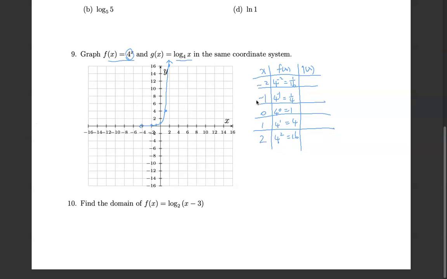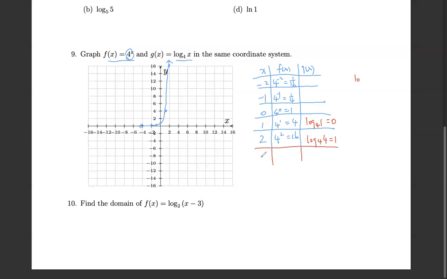Now let's draw g. Let's use red color. So we have log, let's evaluate one by one. Log won't be able to take a negative value, not even 0. We need a couple more values. So log base 4 of 1, that's 0, because 4 raised to 0 equals 1. Then log base 4 of 4 equals 1.